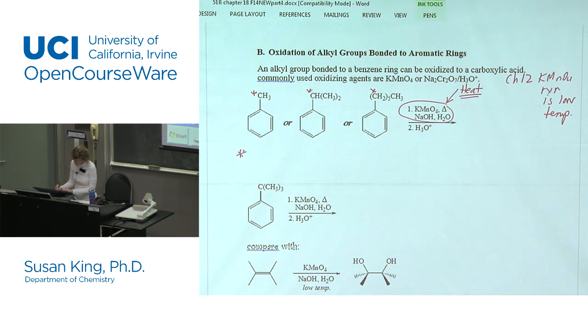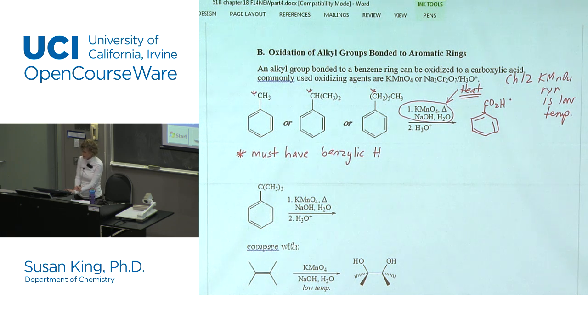So it must have a benzylic hydrogen. It does not matter how long the chain is, as long as there's a benzylic hydrogen. It can be a methyl, it can have one benzylic hydrogen, two benzylic hydrogens, or three, it does not matter. No matter how long that chain is, you're going to convert all of these into a carboxylic acid.